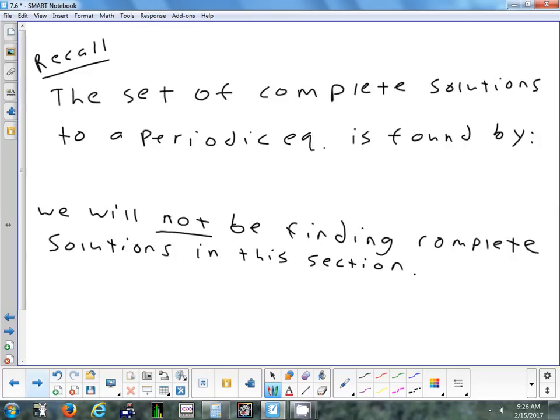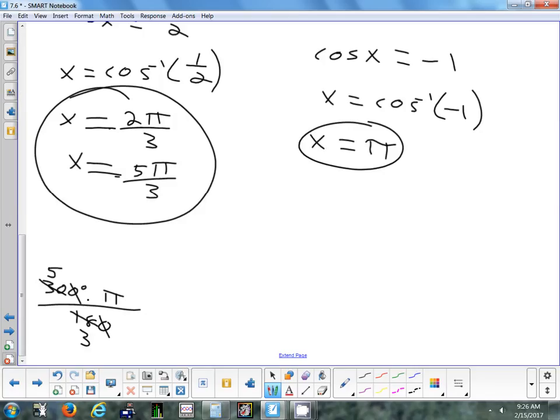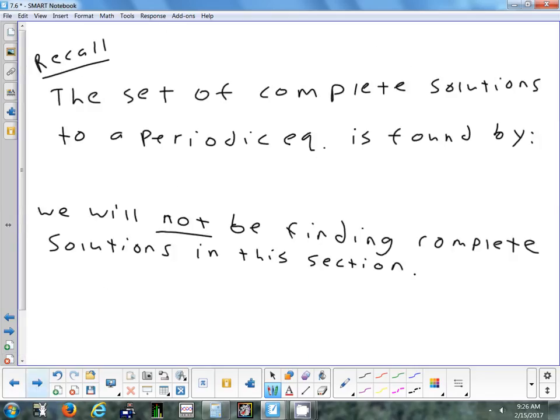Okay, let's try another one. This you don't have to write down. I'm just reminding you that we are only finding specific solutions. We're not putting plus 2 pi n on any of our solutions. We've done that before, but not now. So the set of complete solutions is generally you find a specific solution and then put plus 2 pi n. Or actually, in general, you put plus the period times n. We're not doing that in this section. But we've done that before.